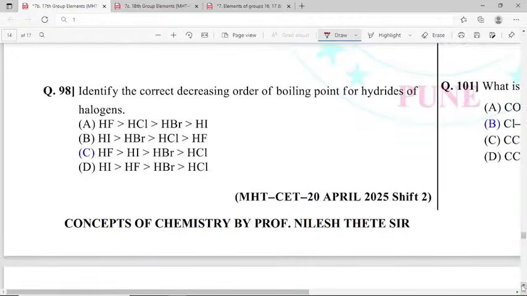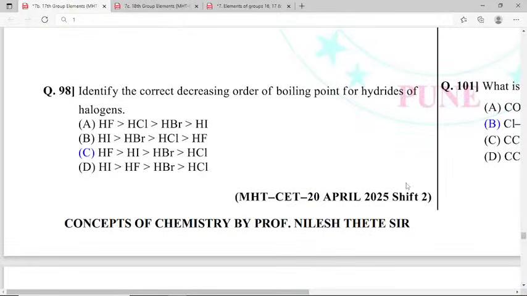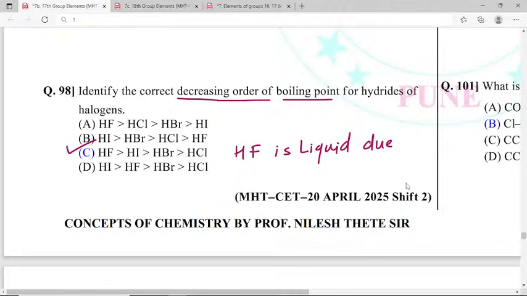Next question. Identify the correct decreasing order of boiling points. So which is having the highest boiling point? HF. HF has the highest boiling point, because HF is a liquid due to hydrogen bonding. And the remaining are gases.